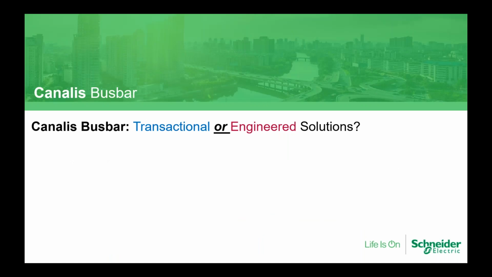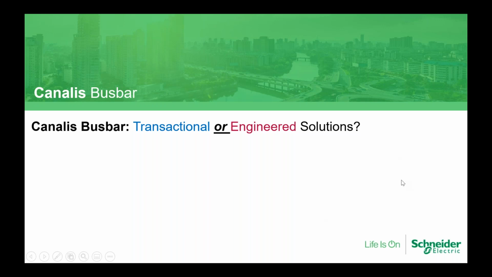As I mentioned at the beginning, we have this Canalis offer, the bus bar trunking system offer up to 6,300 amps, and we are splitting this offer into what we call the transactional offer. We are selling what could be found on our distributor shelves, such as Rexel. So you can find this on the shelves. So that's why we call it transactional offer.